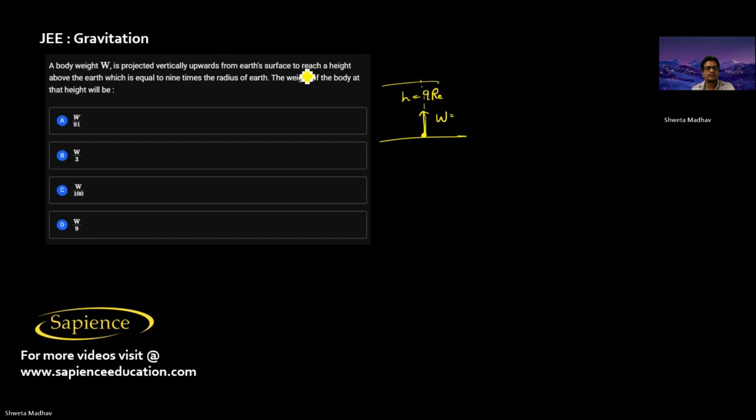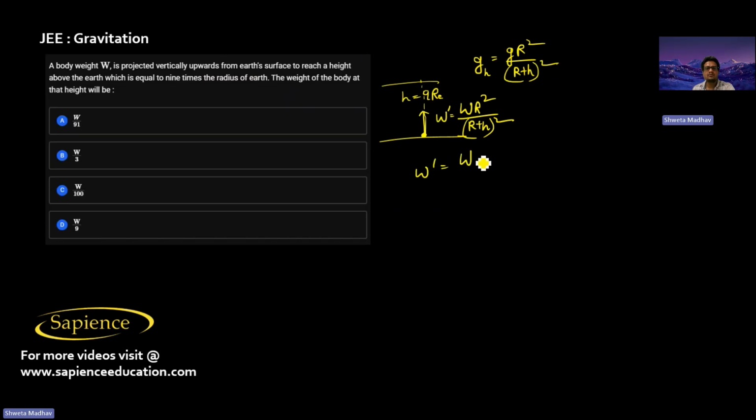So the weight will be equal to the actual weight on the surface into R square by (R plus h) whole square. Since we know that the value of g at a height is given as g on the surface into R square by (R plus h) whole square, where R is the radius of the earth and h is the height from the surface of the earth. So therefore, the weight will be equal to W, which is the body weight on the surface of the earth, into that factor.